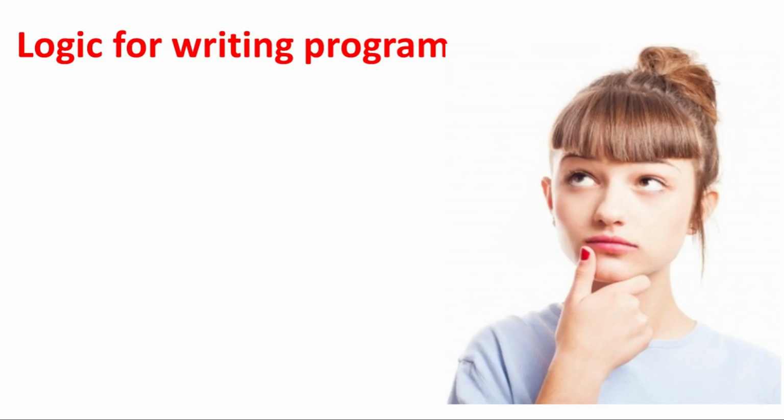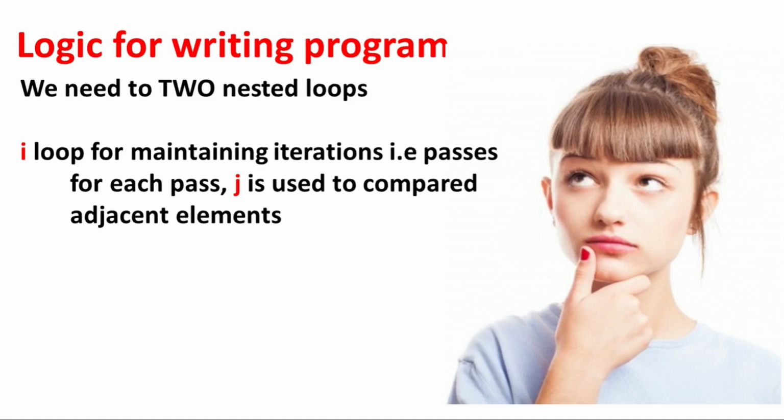The logic is quite straightforward. You should have understood what kind of logic we have used with an example. The same logic is used for writing the program as well. We need 2 nested loops here. I'll call them the I loop and the J loop. The I loop is for maintaining the total number of iterations or passes. In our example, the total number of passes is 4. For each iteration, you should get inside and maintain a J loop to compare adjacent elements.